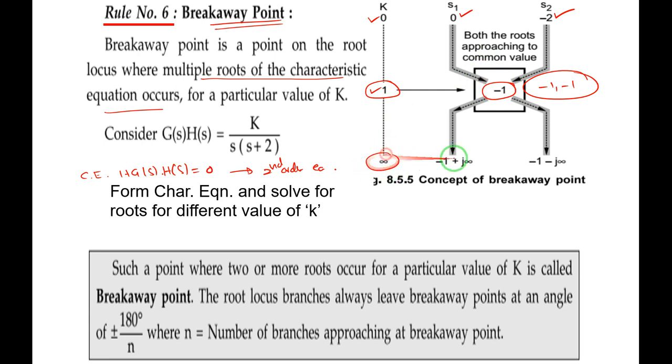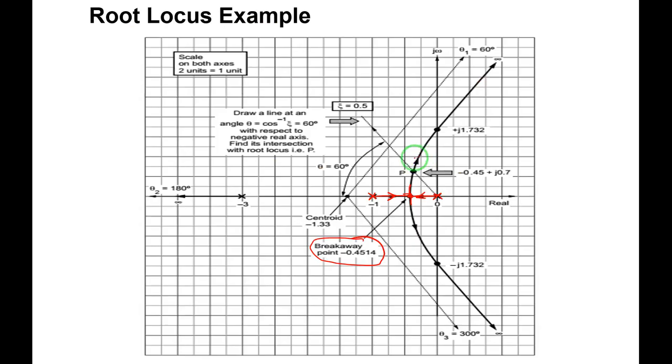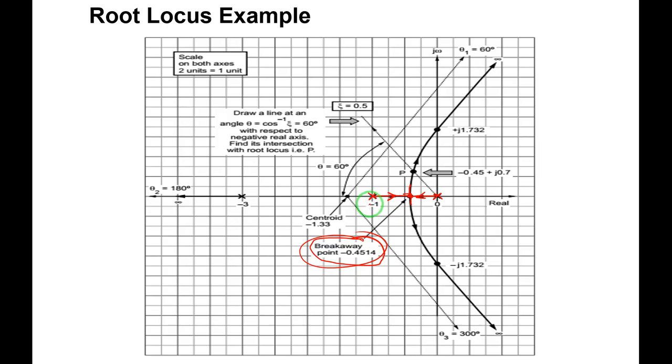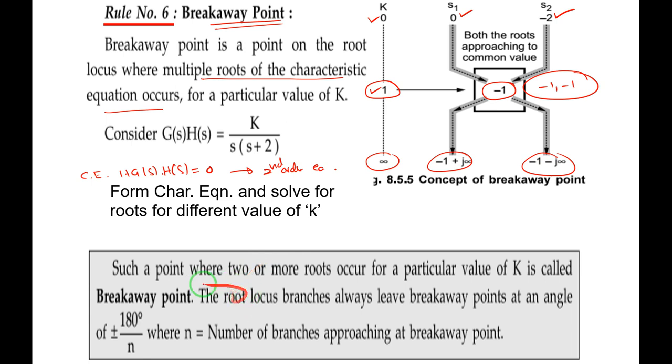For k equal to infinity, we are getting two different roots. But for a particular value of k, multiple roots exist. That point we call the breakaway point. Is it fine? And how to determine that breakaway point? In this example, the breakaway point is minus 1. How to get this breakaway point? We'll see this, there is a set of rules. And one more thing about the breakaway point.